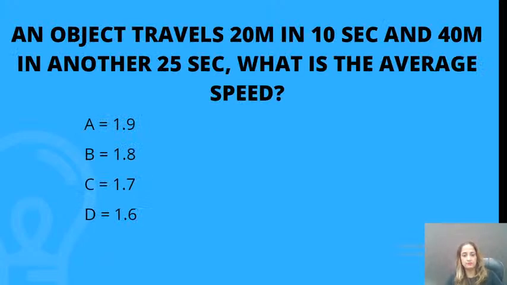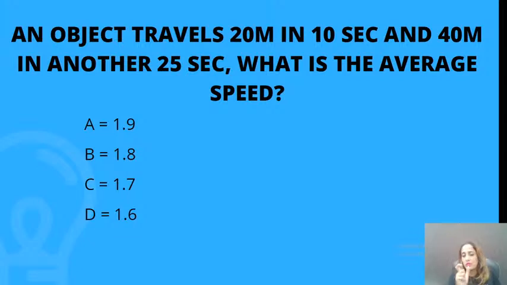Here you go. An object travels 20 meters in 10 seconds and 40 meters in another 25 seconds. What is the average speed? You will have to calculate average speed. How do you calculate average speed? Do you remember the formula? Never mind. If you don't remember the formula, just look at the sentence.